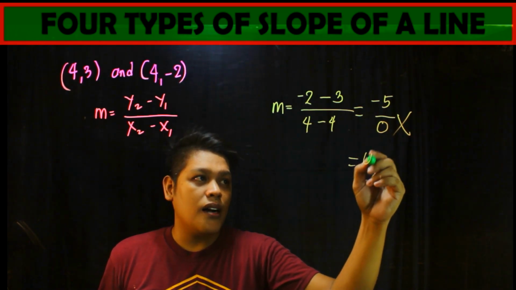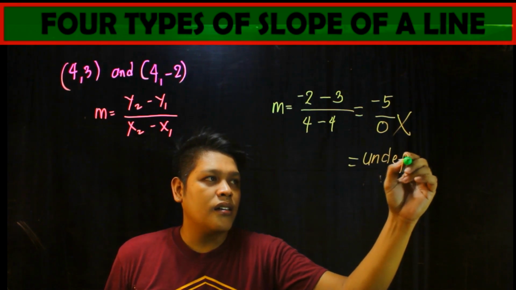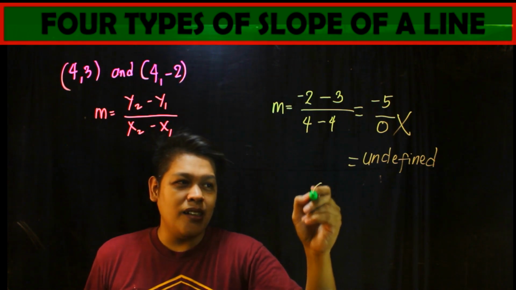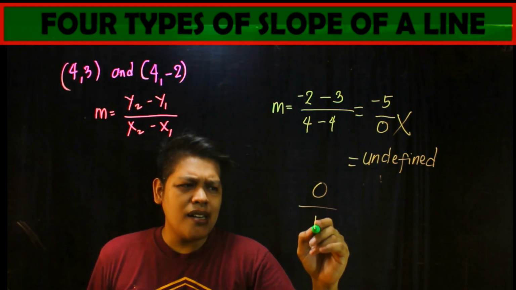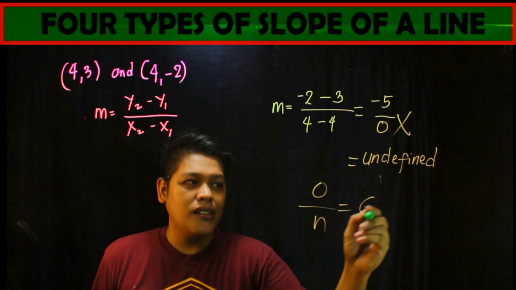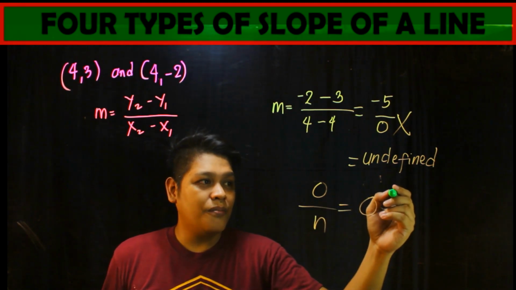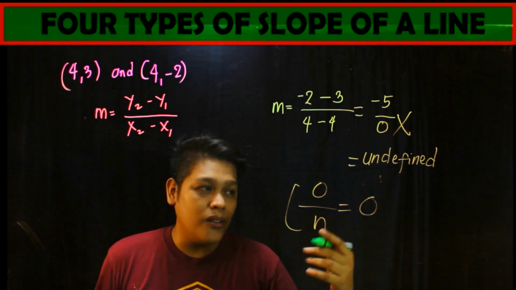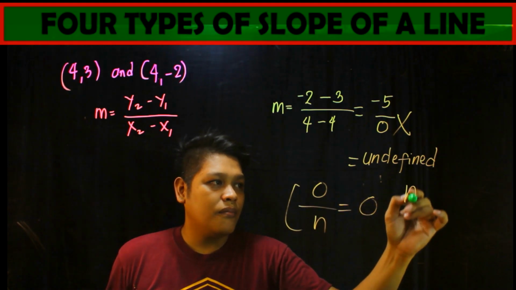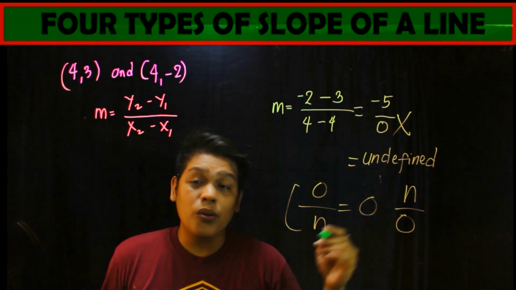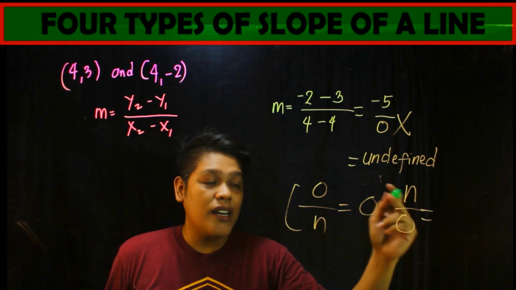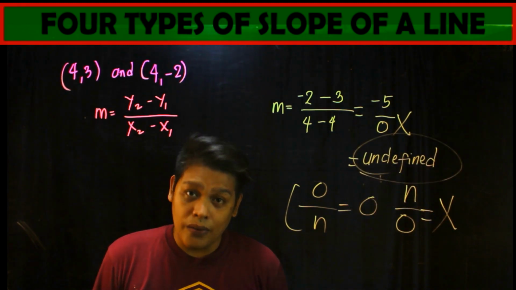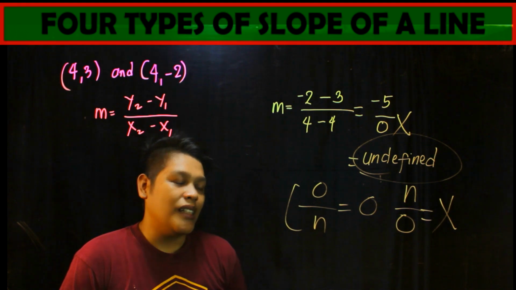It means this is undefined. Kapag 0 yung numerator, any number na ilagay ninyo rito, equal sa 0. Pwede yan. Pero kapag any number tapos 0 yung kanyang ilalim, ang tawag dito is undefined. Hindi ba?